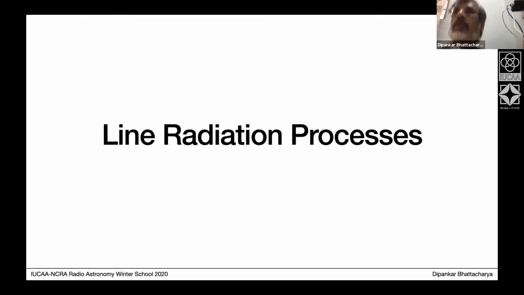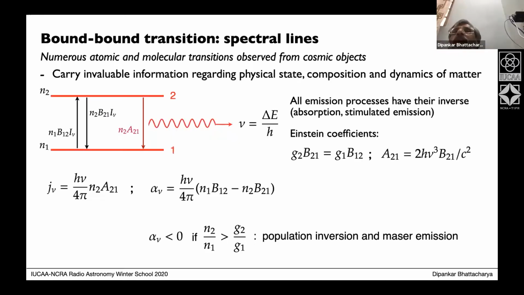The line radiation process relates to an electron transiting between two bound states. The characteristic energies of these bound states are specific to the species. It could be an atom or a molecule which produces this radiation. Therefore, this radiation carries valuable information regarding the physical state, composition, dynamics, and so on of the matter.